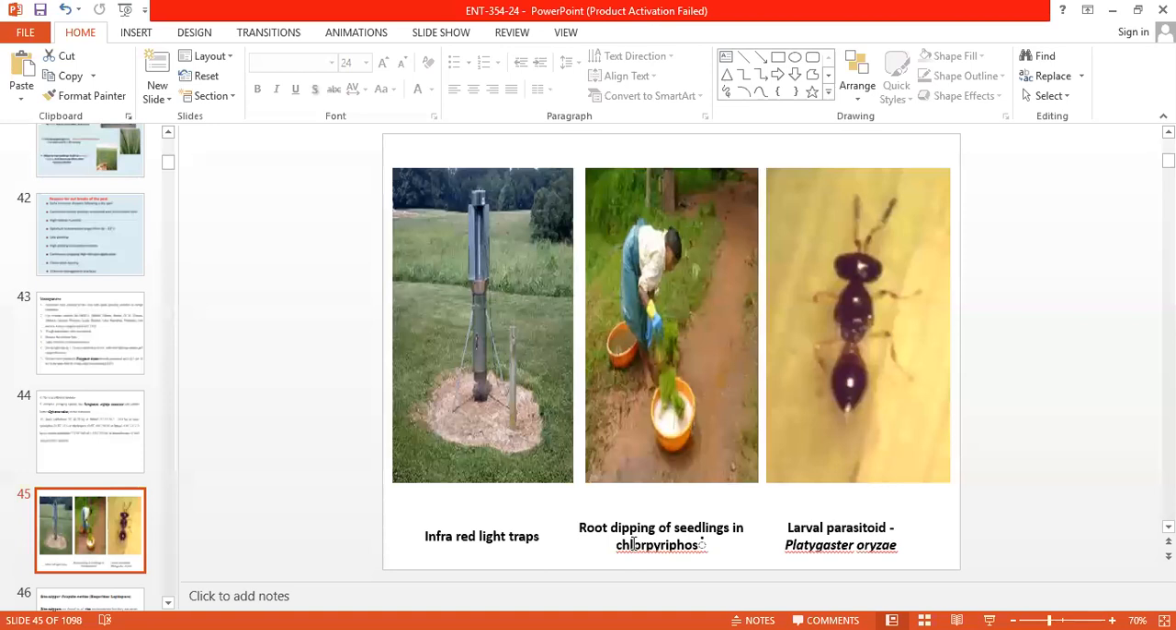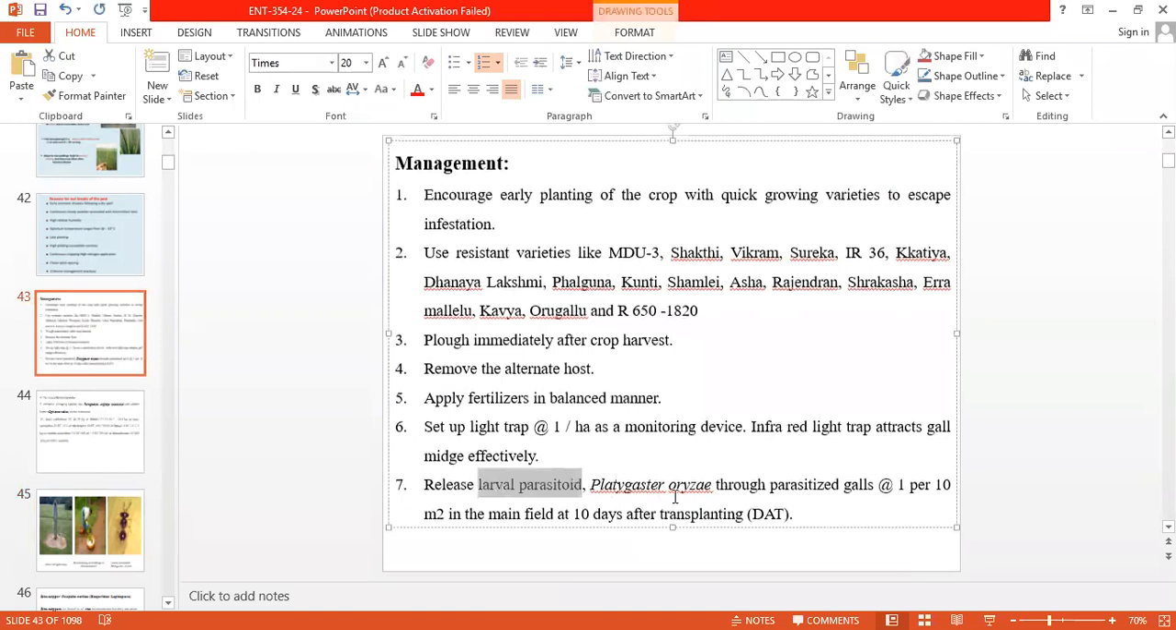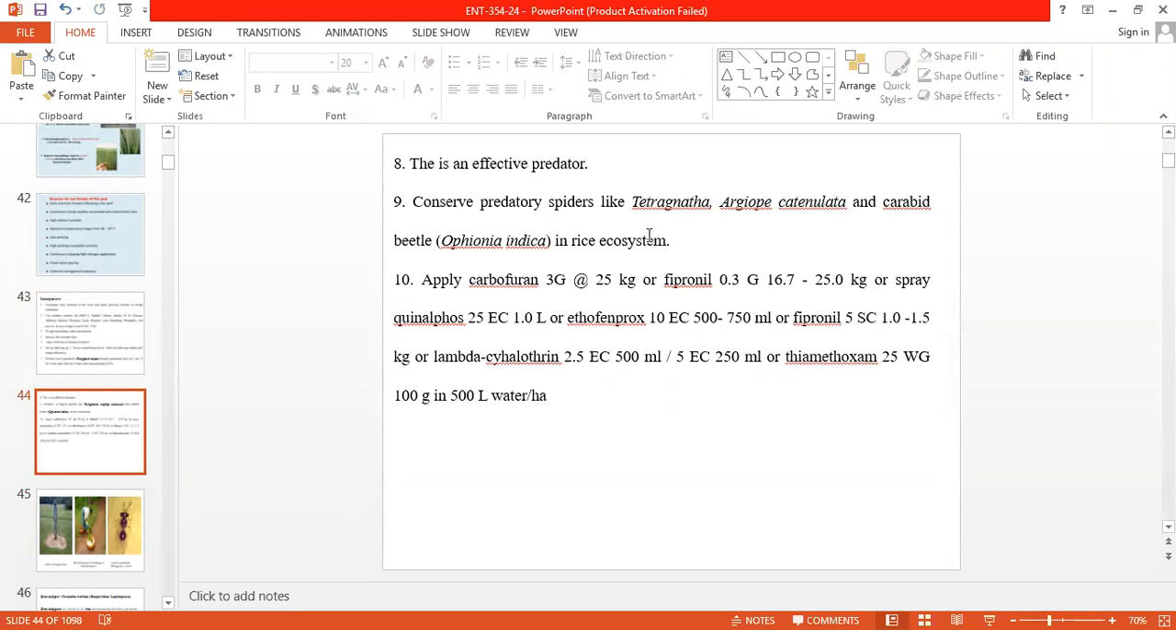Then use the larval parasitoid Platygaster oryzae. Release parasitized galls at one per 10 square meters in the main field 10 days after transplanting. Platygaster oryzae is the larval parasitoid. Conserve spiders like Tetragnatha, Argiope catenulata, and carabid beetles in the rice ecosystem.